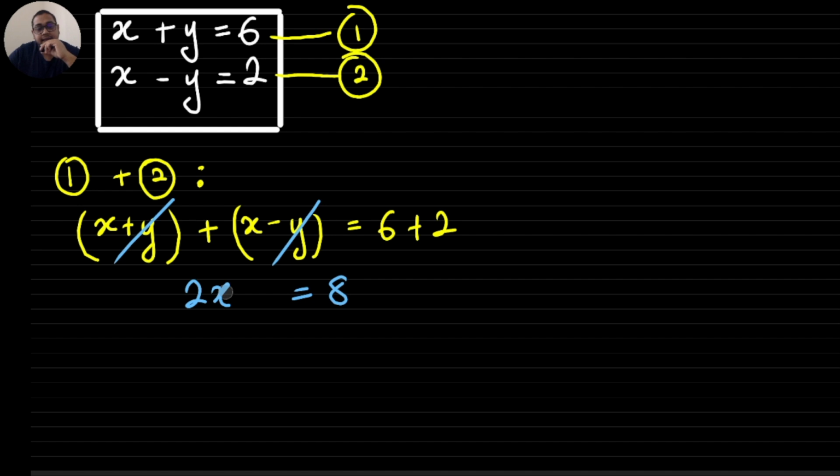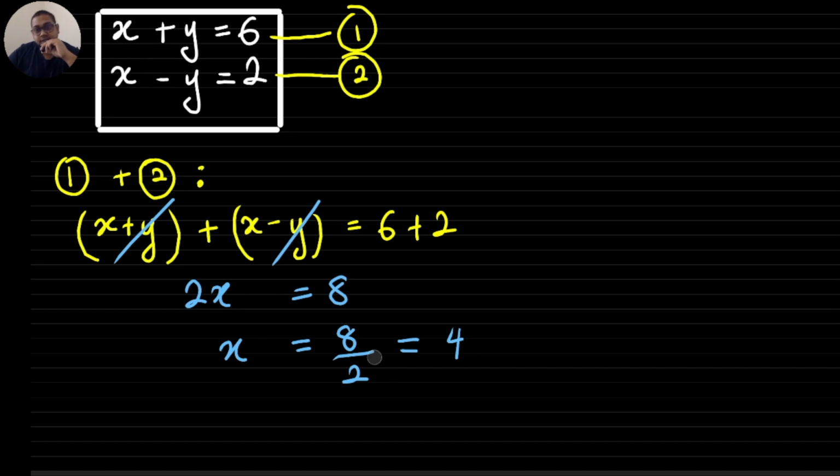Now I need to make x the subject. Then I can divide both sides by 2. 8 divided by 2, and your answer is equal to 4. We have found the answer for the variable x, and now we need to find the corresponding value for the variable y, the solution to y rather.